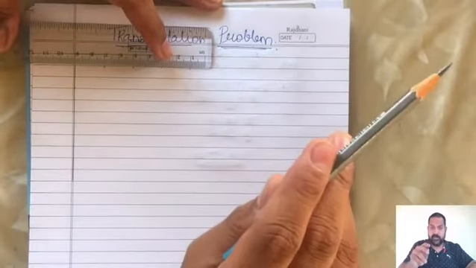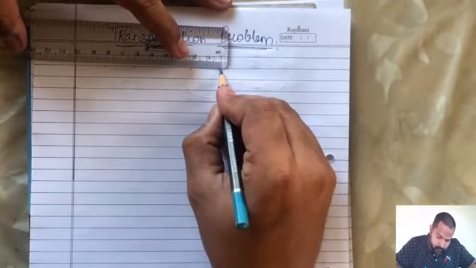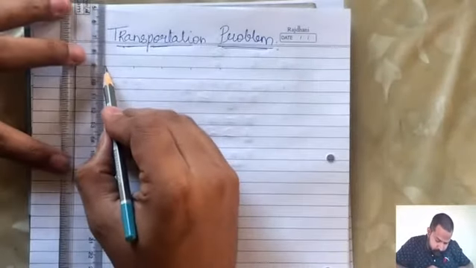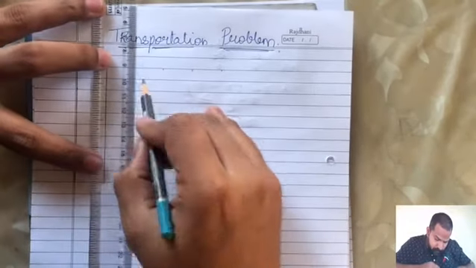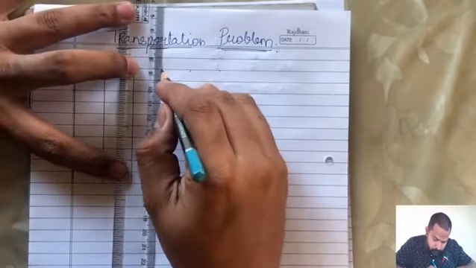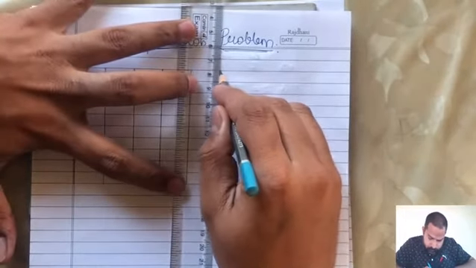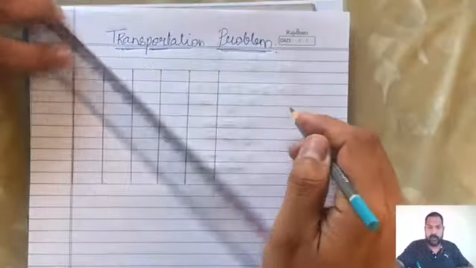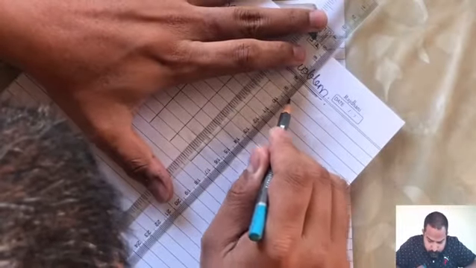I have 4 warehouses, then draw 6 columns. I'll tell you why 6 columns. So, one, two, 3, 4, 5, and one more, 6. Am I drawing crooked lines? Yes, a little.